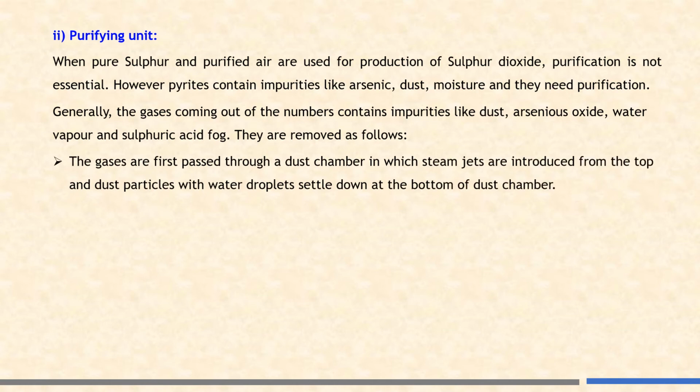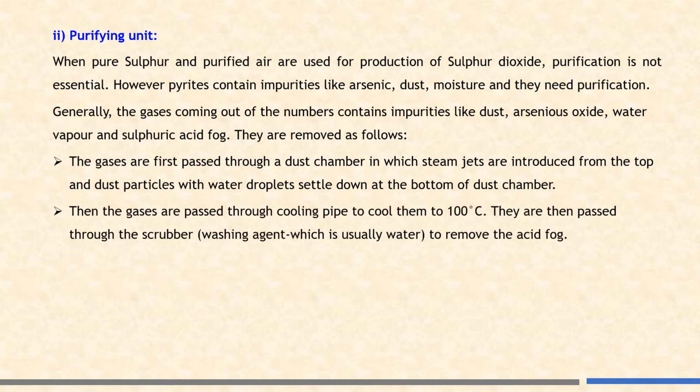The gases are first passed through the dust chamber, in which steam jets are introduced from the top, and dust particles with water droplets settle down at the bottom of the dust chamber. Then the gases are passed through cooling pipes to cool them to 100 degrees Celsius. They are then passed through the scrubber to remove the acid fog.